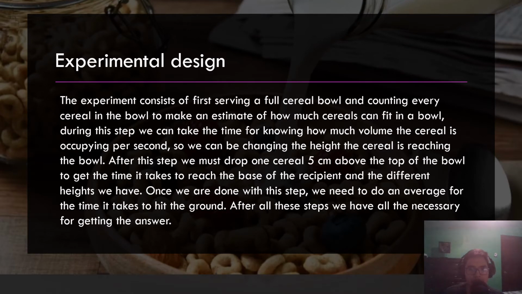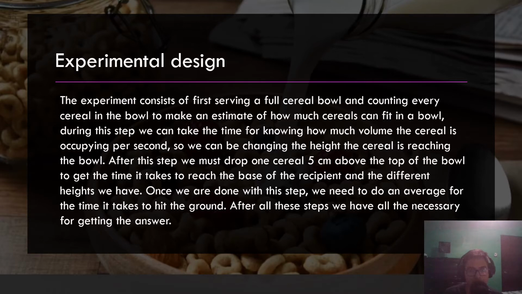The experimental design. The experiment consists of first serving a full cereal bowl and counting every cereal in the bowl to make an estimate of how many cereals can fit in a bowl. During this step, we can take the time for knowing how much volume the cereal is occupying per second. So we can be changing the height the cereal is reaching the bowl.